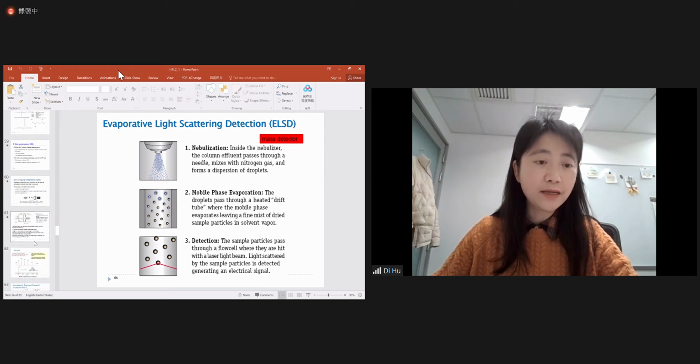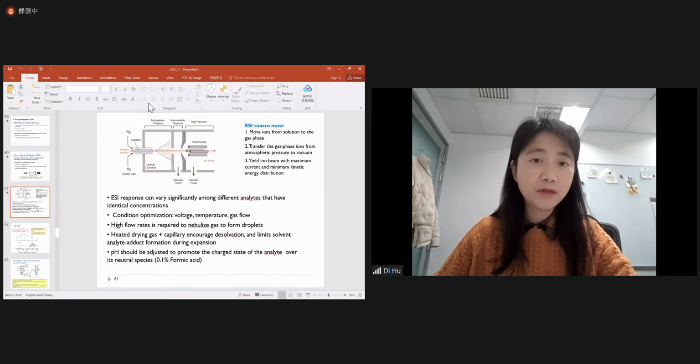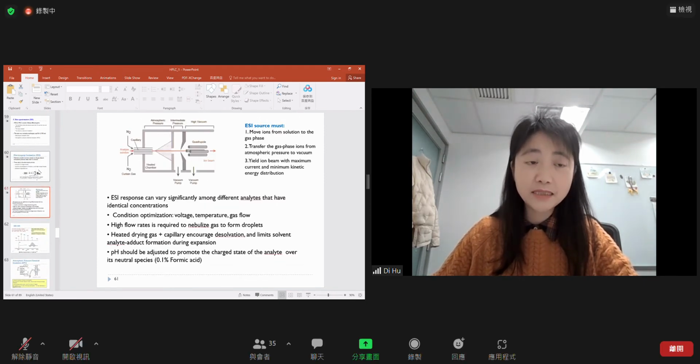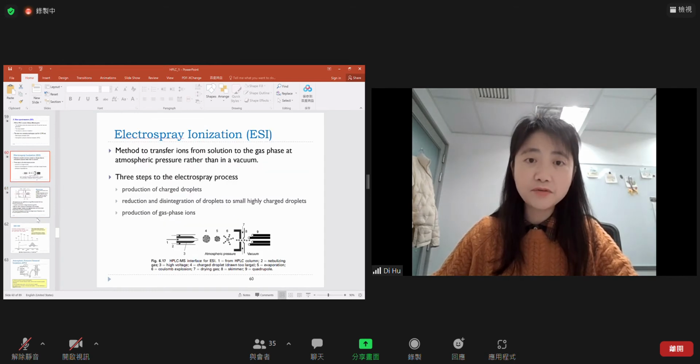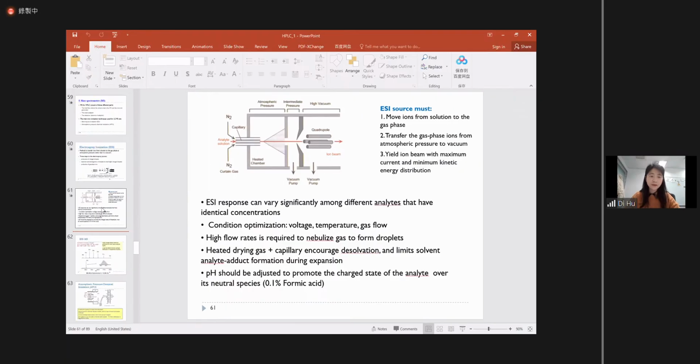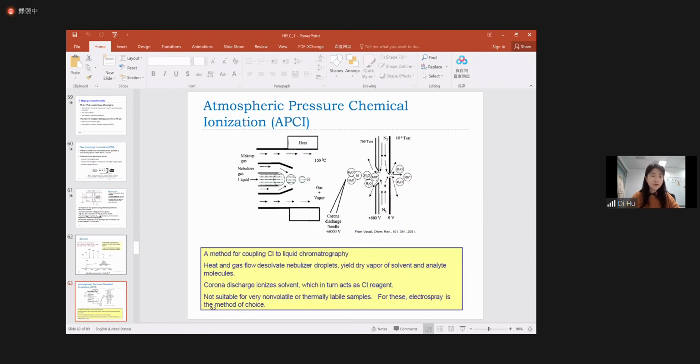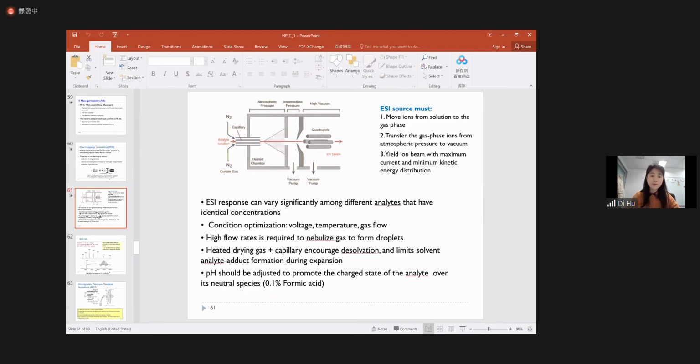Then we move on to the mass spectrometer using ESI, and also using atmospheric pressure chemical ionization. I think we can't stop here, right? We stop here about ESI. So I'm talking about ESI.